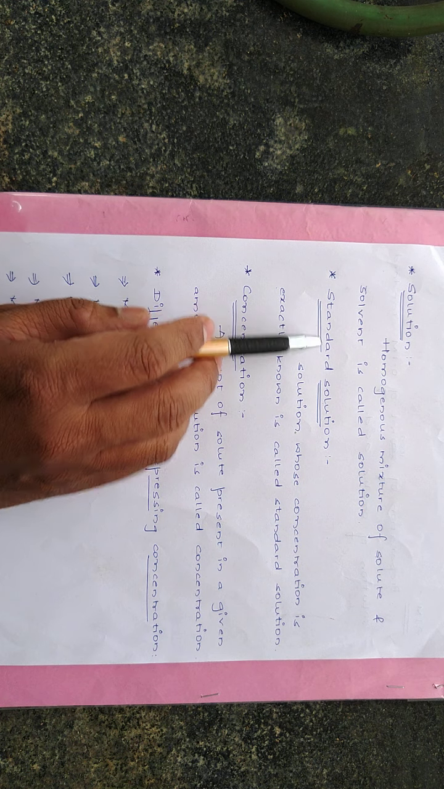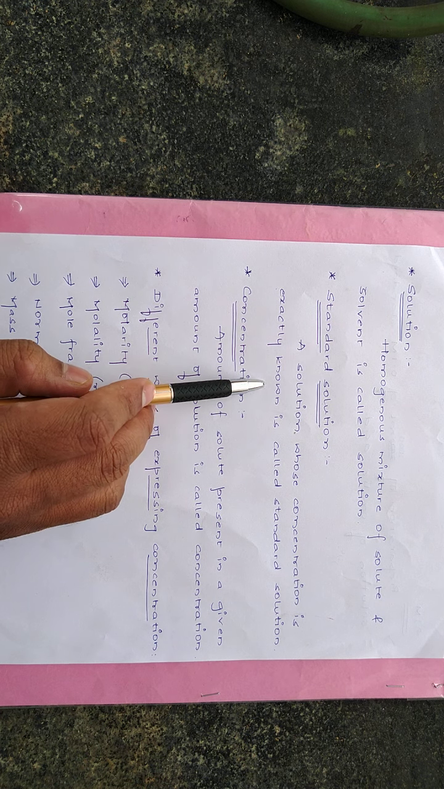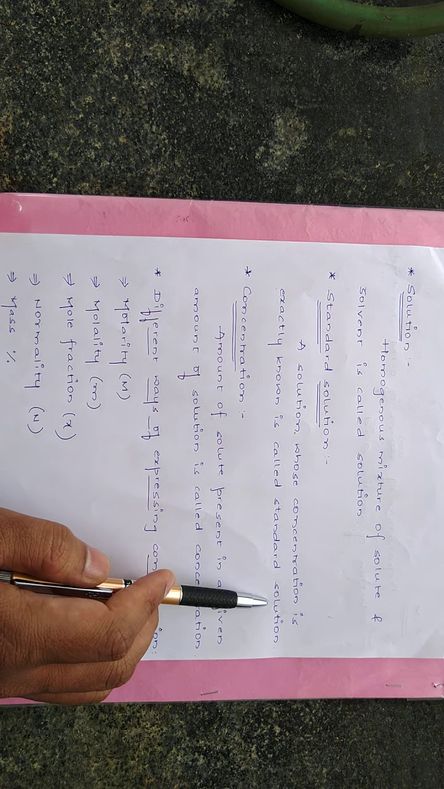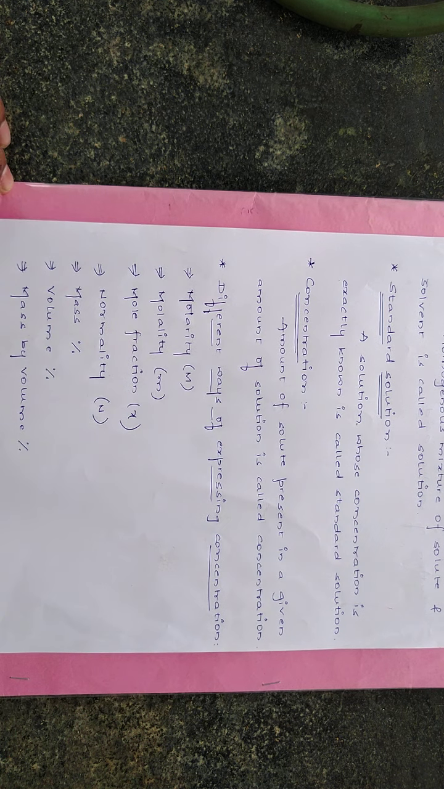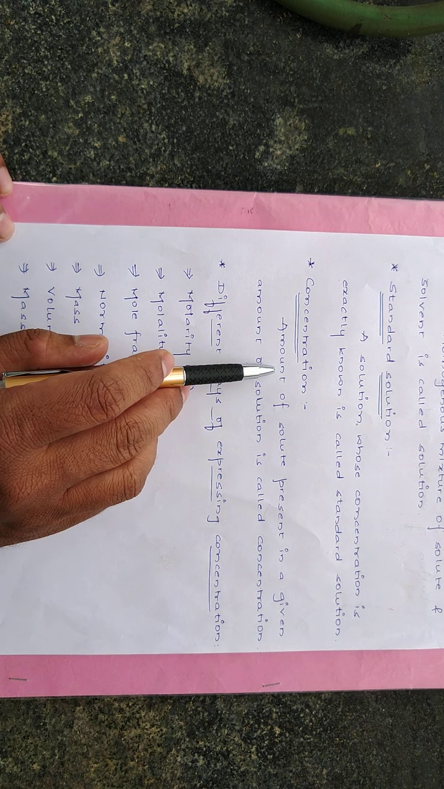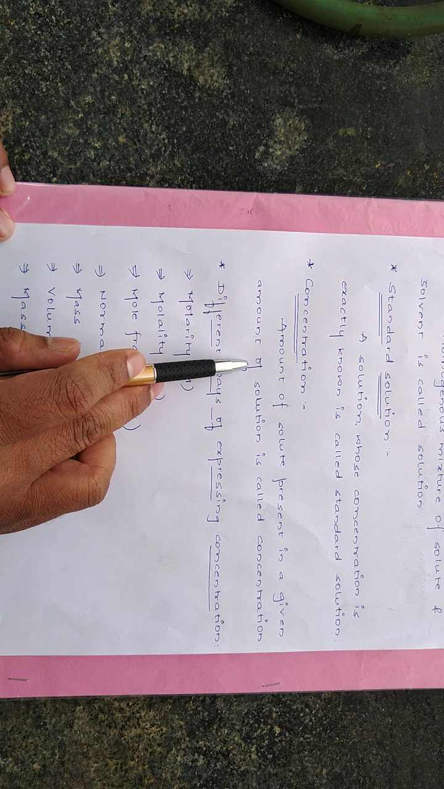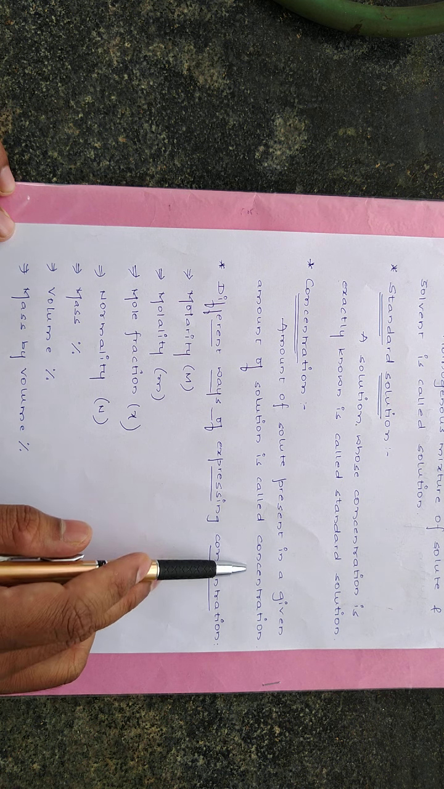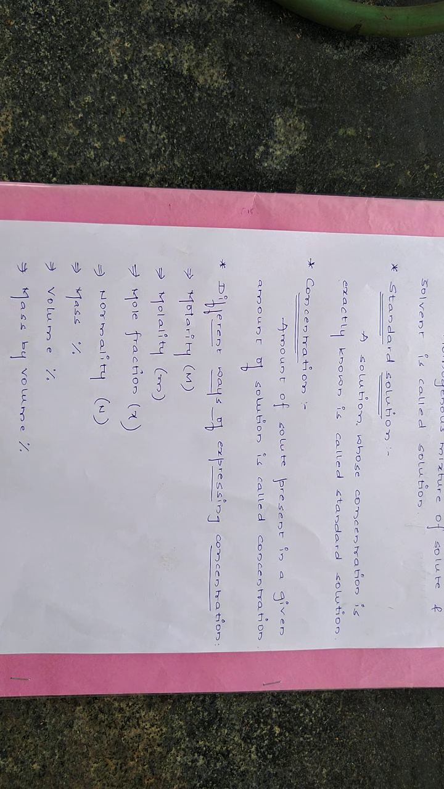Then comes standard solution. A solution whose concentration is exactly known is called a standard solution. I repeat, a solution whose concentration is exactly known is called a standard solution. Then, what do you mean by concentration? The amount of solute present in a given quantity of solution is called concentration.